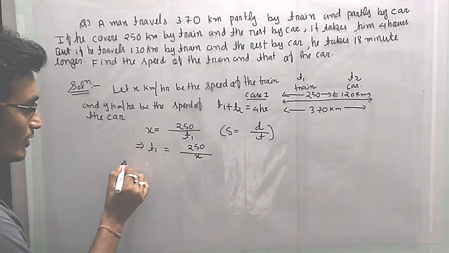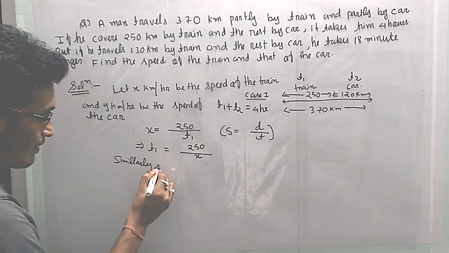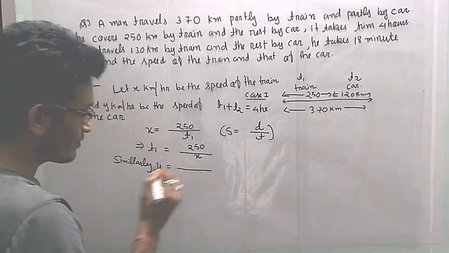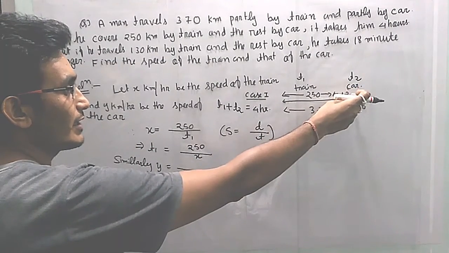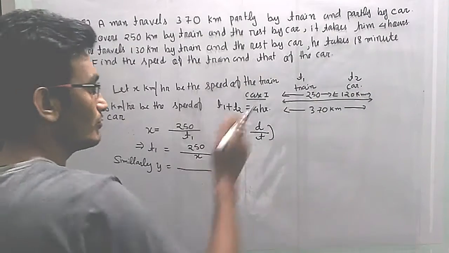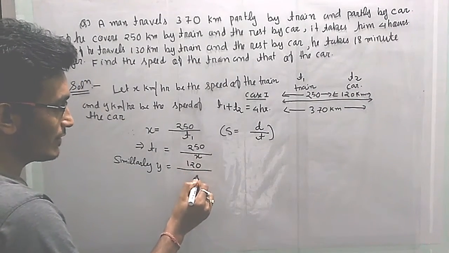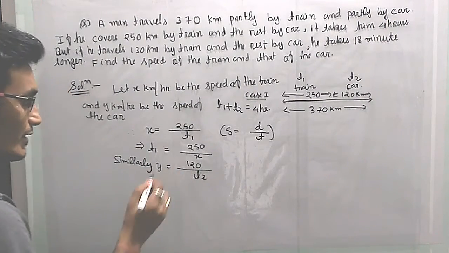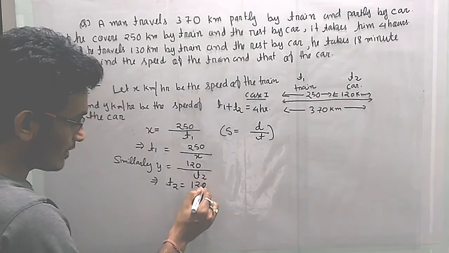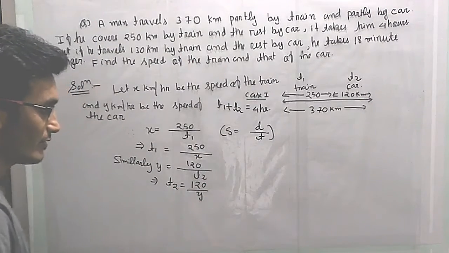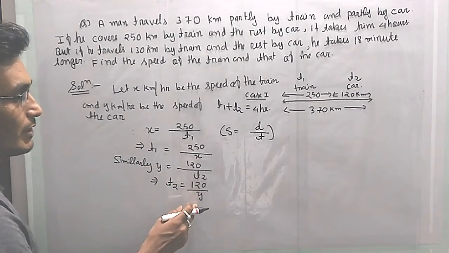Similarly, y is the speed of the car, the distance traveled by the car is 120 kilometer and the time taken is T2. That means speed y equals 120 divided by T2, distance divided by time. So from here T2 equals 120 by y. So here T1 equals 250 by x and T2 equals 120 by y.